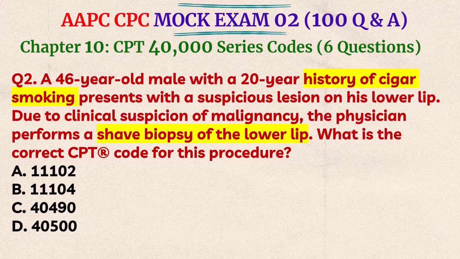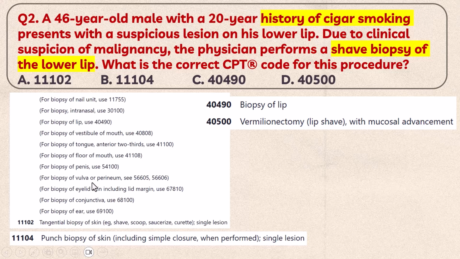So here you have to highlight the patient with the history of cigar smoking, and the procedure done is shave biopsy of lower lip. So let's use the elimination method to find the answer. Code 11102 is tangential biopsy of skin. Example: shave, scoop, saucerize, curette, single lesion. So here is a shave biopsy, single lesion. But to be careful, other than some specified areas, for all other parts of the body you can code shave biopsy with 11102.